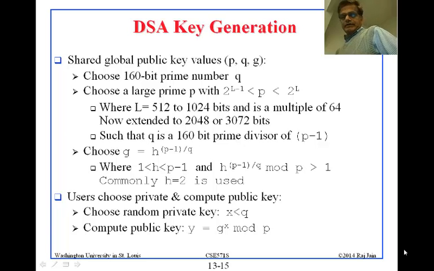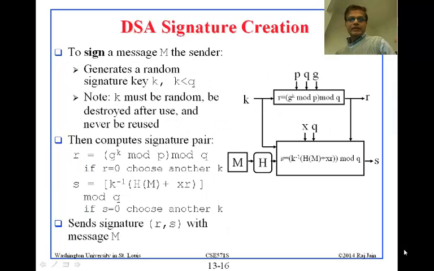Okay. G raised to X mod P. To sign the message, you select a random message key, K, and basically for each message you get a random K, and then you calculate r equals G raised to K mod P mod Q. All right. If r is 0, then you choose another K. So basically, you just select K so that r is non-zero.